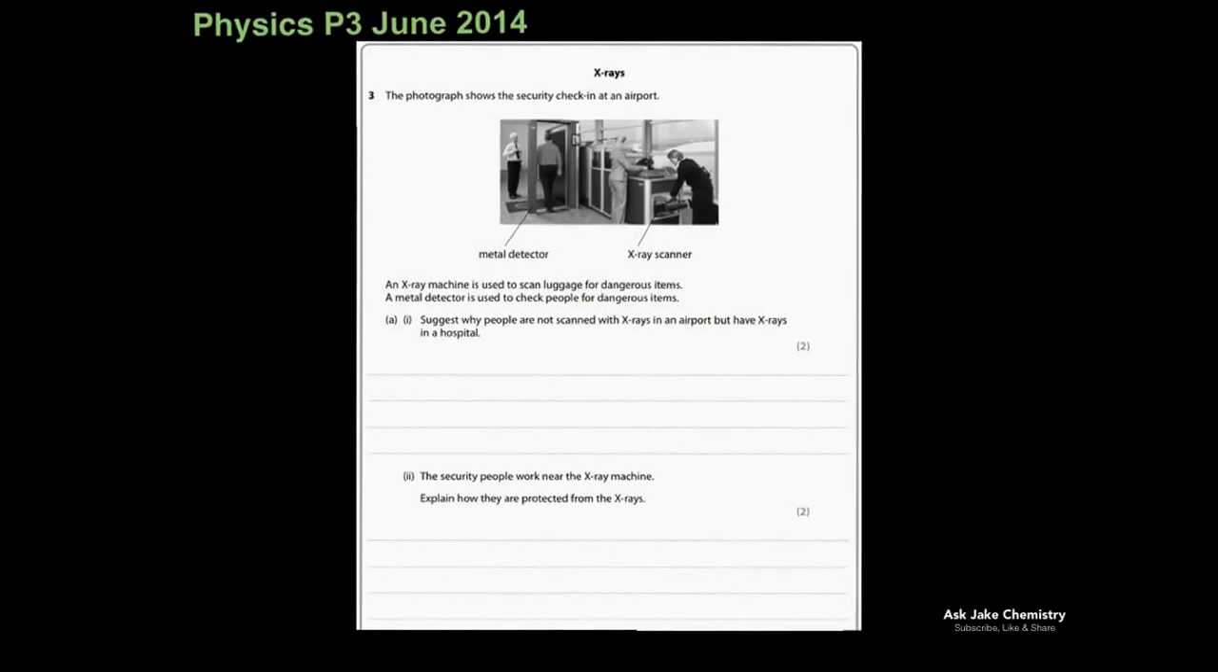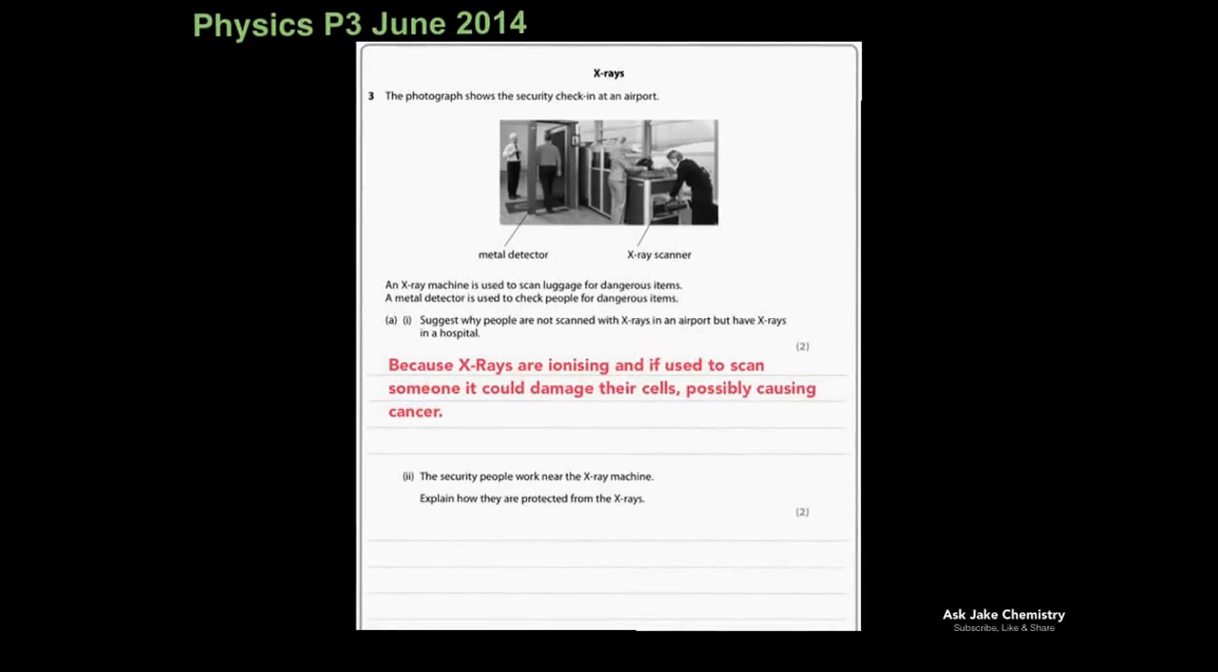Suggest why people are not scanned with X-rays in an airport but have X-rays in a hospital. To get the 2 marks for this question, you would need to say that X-rays are ionizing, and if used to scan someone, they could damage their cells, possibly causing cancer. This is the reason we don't use them in an airport. But in a hospital, you would need to use it because it's for diagnosis. You need to limit the amount of X-rays, so we don't really need them in an airport.